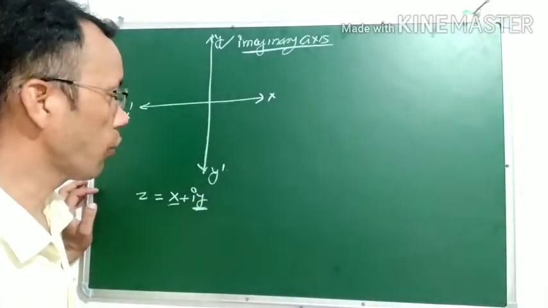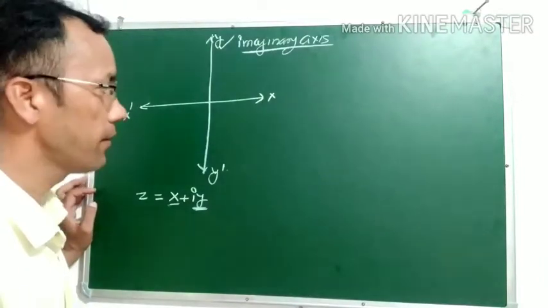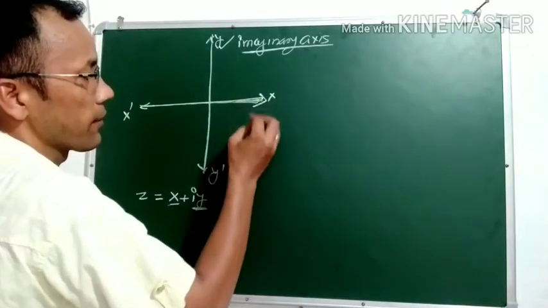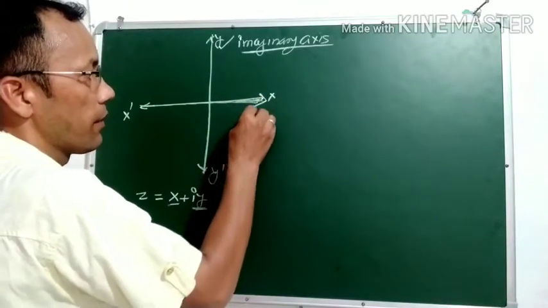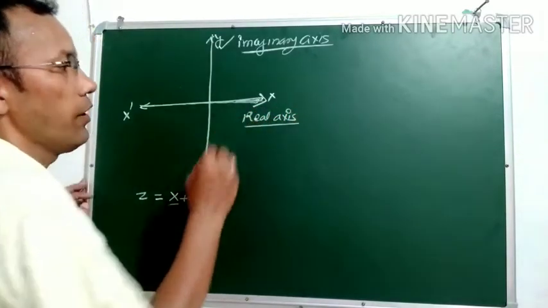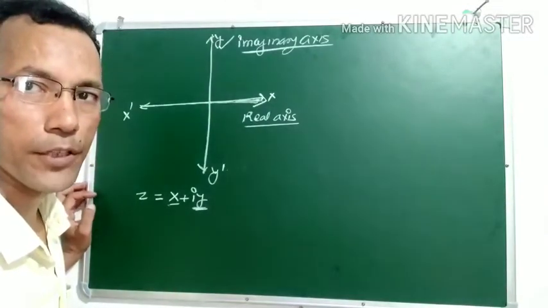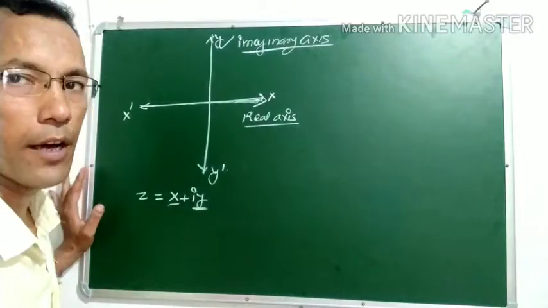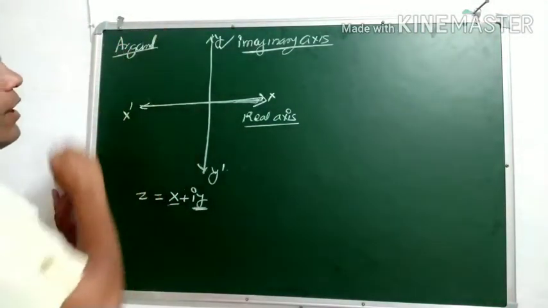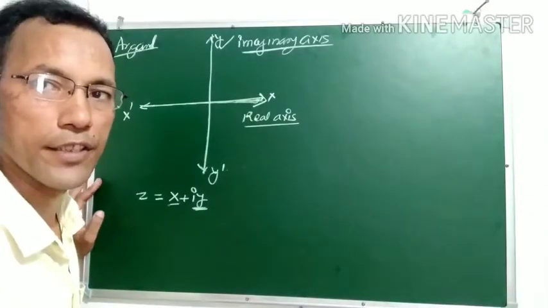If you represent the complex number, that vertical axis is called the imaginary axis, and this horizontal axis is called the real axis. We call it the real axis, right? Now this Cartesian plane has been converted into the complex plane. That is called the complex plane or the Argand plane. We call it the Argand plane also.